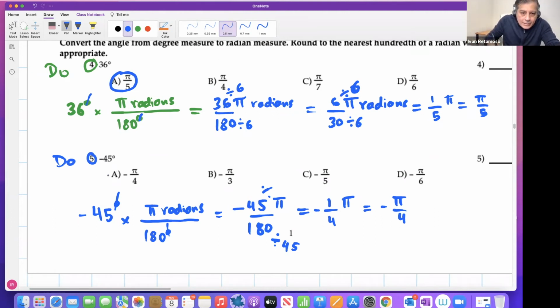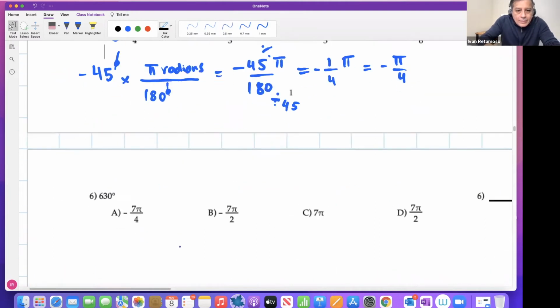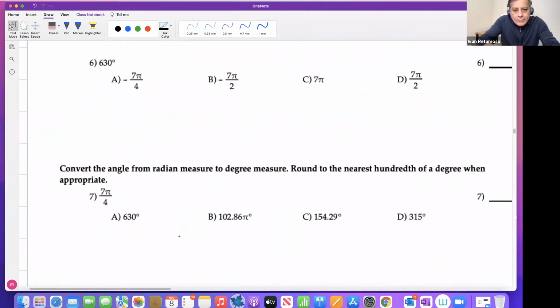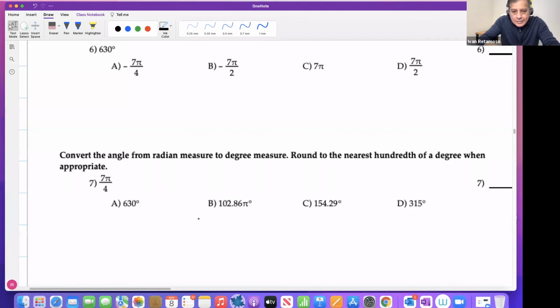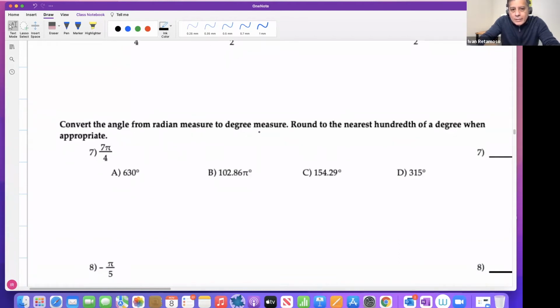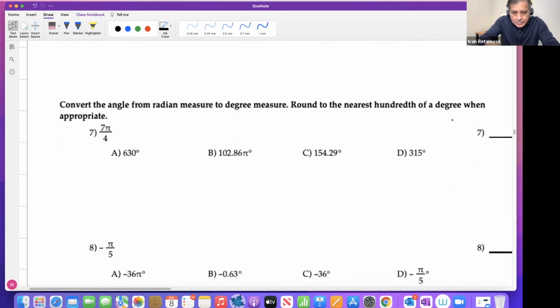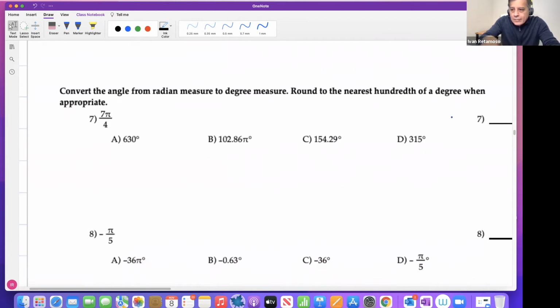All right, then the next, you can do it at home. Let's do this the other way around now. Let's convert now from radians to degrees. Convert the angle from radian measure to degree measure, round to the nearest hundredth of a degree when appropriate, okay? All right, so let's do this conversion. For example, let's try the first one, 7π/4. And here they are telling you to round this if needed, right?